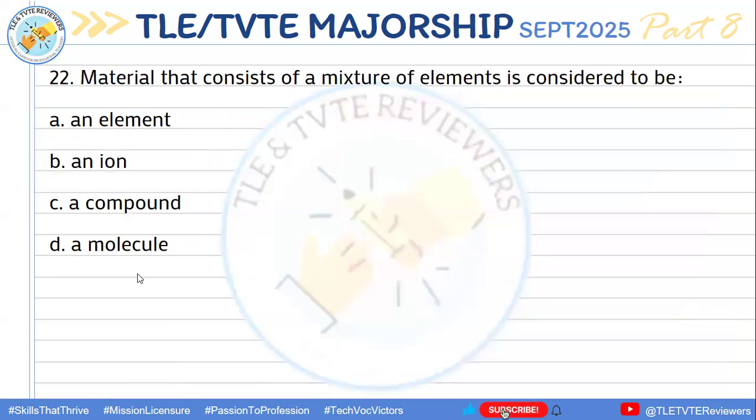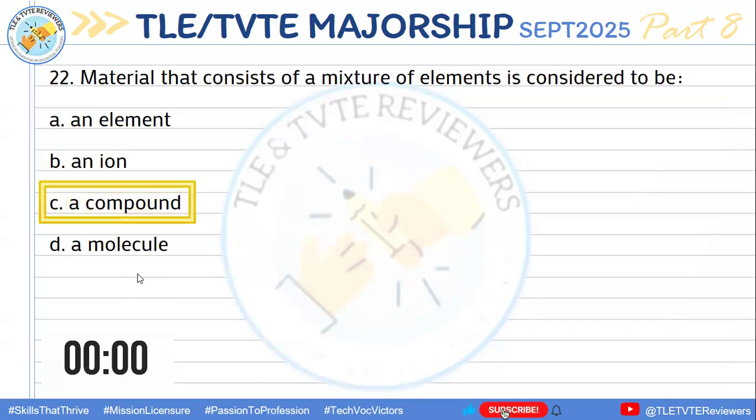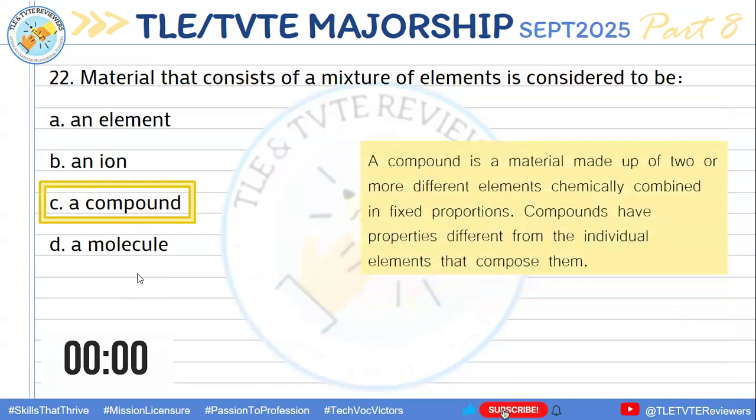Number 22, the material that consists of a mixture of elements is considered to be A, an element, B, an ion, C, a compound, or letter D, a molecule. Answer letter C, a compound. A compound is a material made up of two or more different elements chemically combined in fixed proportions. Compounds have properties different from the individual elements that compose them.